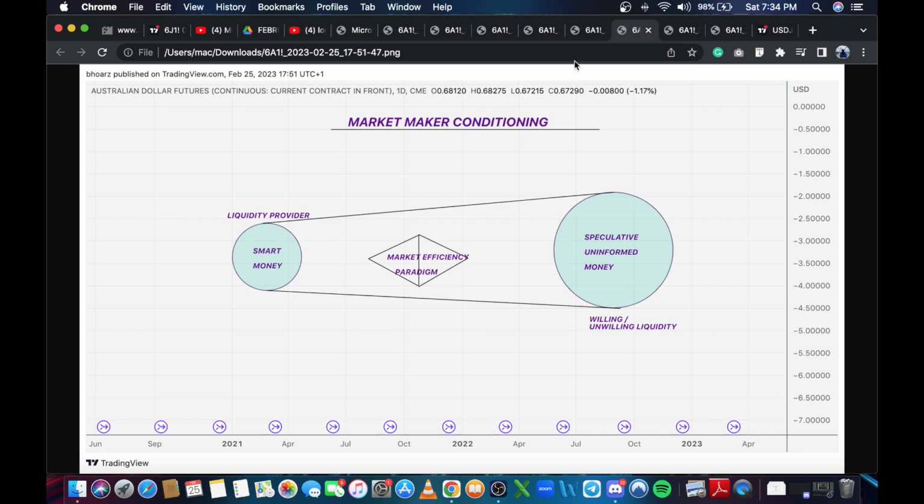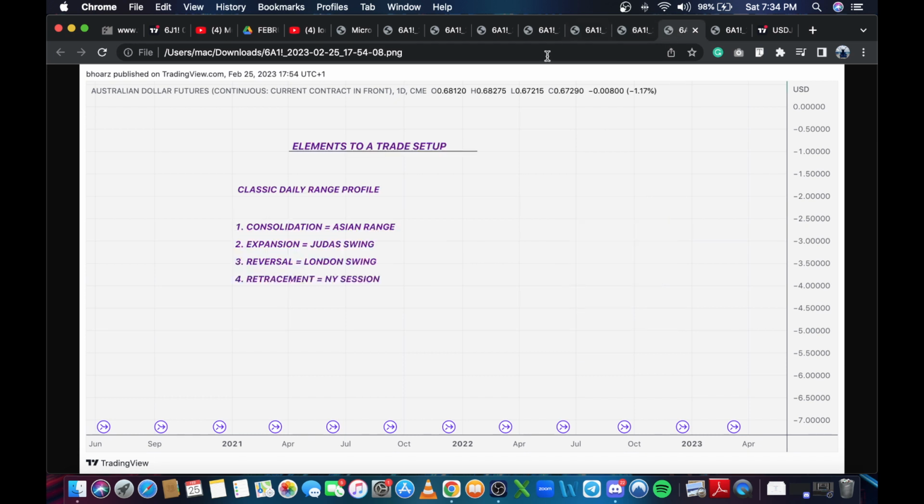Now let's talk about the interbank price delivery algorithm. In daily range structures, you have price equilibrium, manipulation, expansion, retracement, reversal, and then consolidation. To view that conceptually, let's use the classic daily range profile. In the classic daily range profile, you have consolidation, which we can term the Asian range.